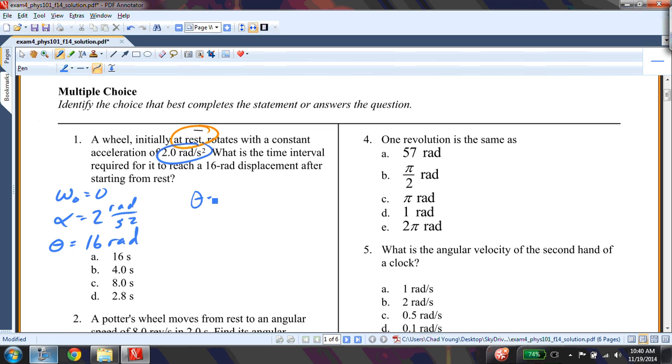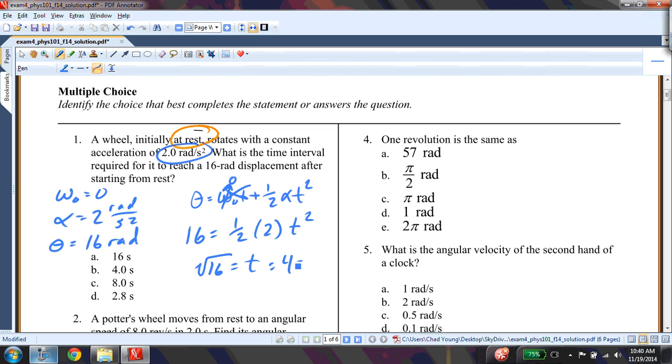Well, I know that theta equals omega naught t plus 1/2 alpha t squared. Omega naught is 0, so that whole term goes away. So I'm just left with 16 equals 1/2 of 2 times t squared. That is the square root of 16 is equal to t, which is 4 seconds. So B is the right answer.